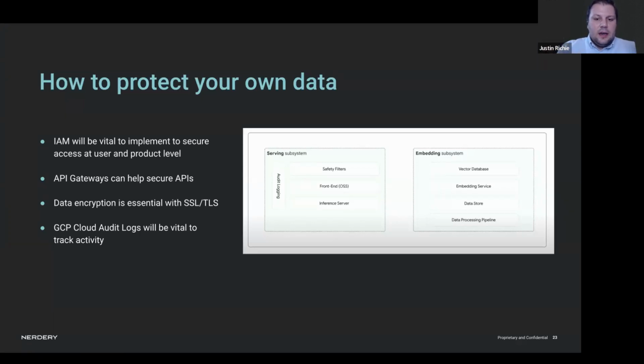And looking at how we would architect an application at scale, really breaking this out into two components. One is the serving subsystem and then an embedding subsystem. So the embedding is really where the data exists. That's really where the data processing pipeline, a vector database, data stores, and embedding services happen. And then if you look at the serving subsystem, that's the audit, that's the safety features, that's the SDP that we mentioned in the last slide.